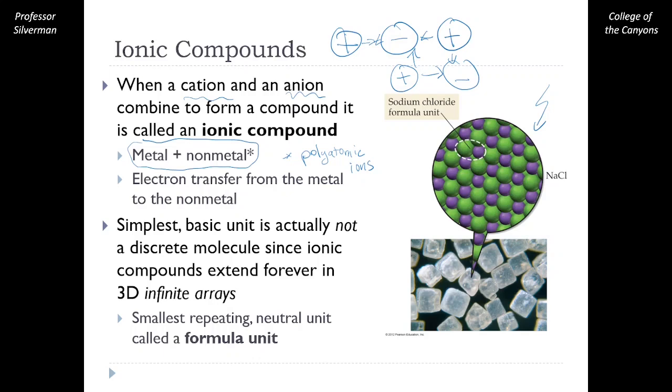Because we don't have a molecule as our smallest unit, we can describe our ionic compounds using formula units. What is the simplest repeating pattern inside of our crystal? This formula unit does have to be neutral. It does have to have a total charge of 0.